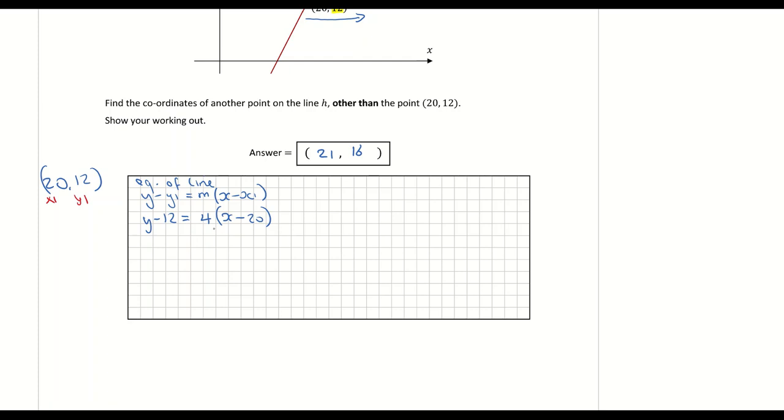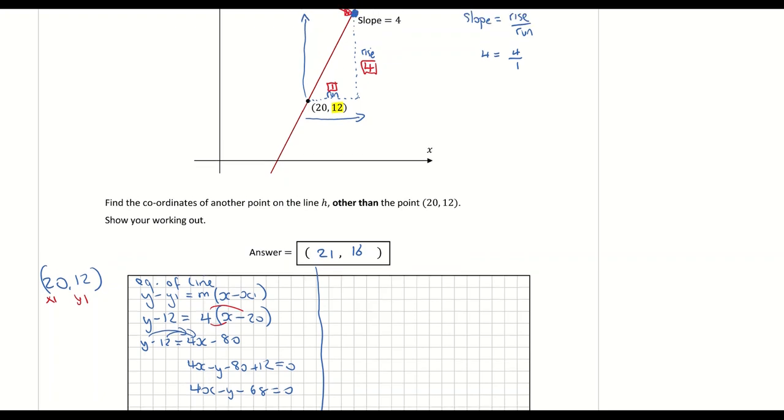I'm just going to work it out a little bit now. So that's giving me y minus 12 is equal to 4x minus 80. And tidying it all up a little bit would give me 4x minus y minus 80 plus 12 is equal to 0. So an equation of the line here is like that: 4x minus y minus 68 is equal to 0. Now, what was the point of that? Let's come back up to the picture here and I'll show you.